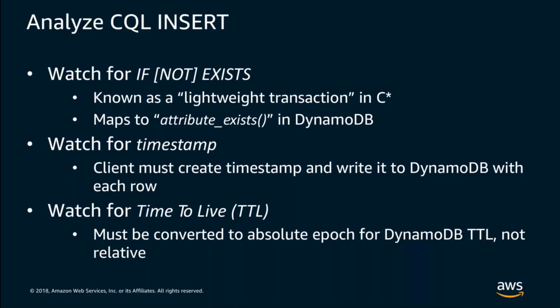Timestamps should be converted to something like an epoch or an ISO 8601 format. And if you see a TTL, note that Dynamo TTLs use an absolute epoch, and they're not relative. So you actually have to put a date and time as that attribute using the epoch format when it should be deleted.